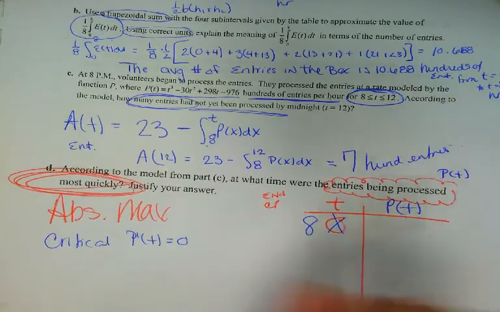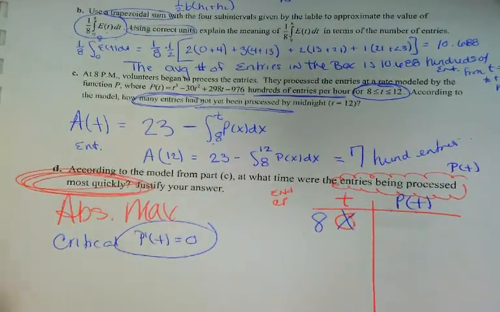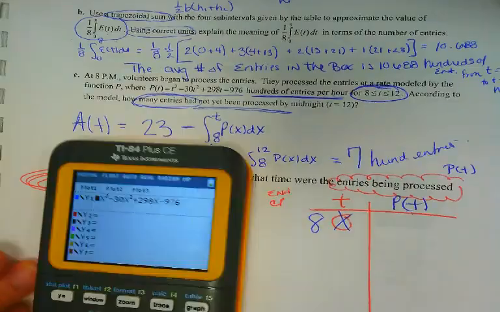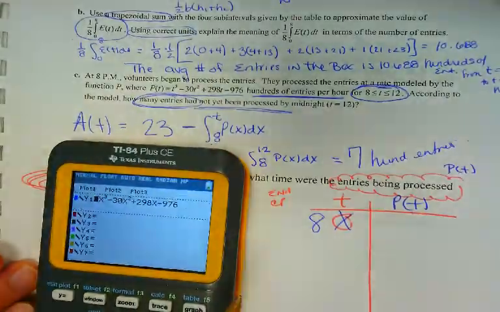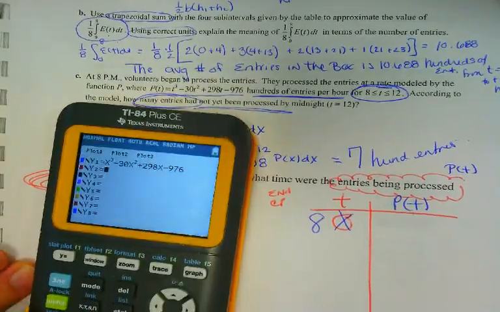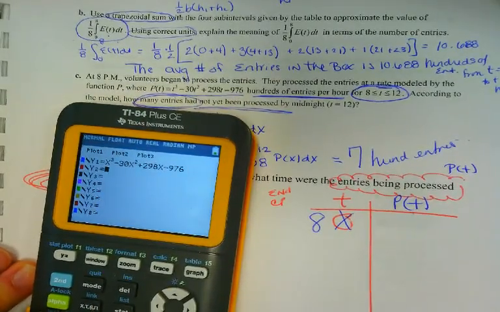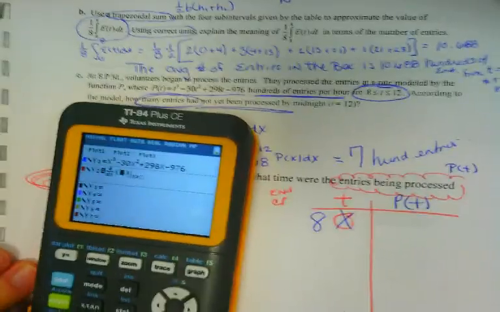Okay. Now, I want to set P prime equal to 0. Who do we have in Y1? P of t. We have to take its derivative and set it equal to 0. So we're going to turn off Y1. And in Y2, we have to derive that function. So again, you don't need to do it by hand. Just hit Math 8, derive the function in Y1.